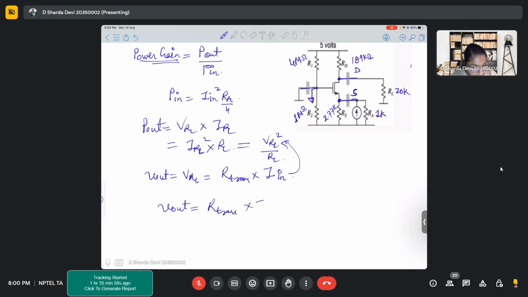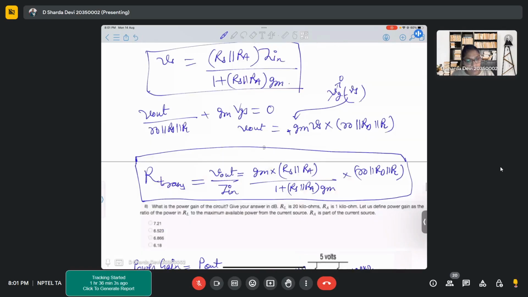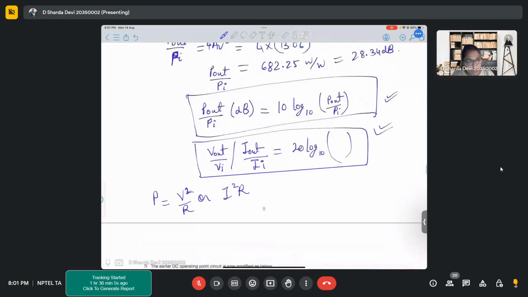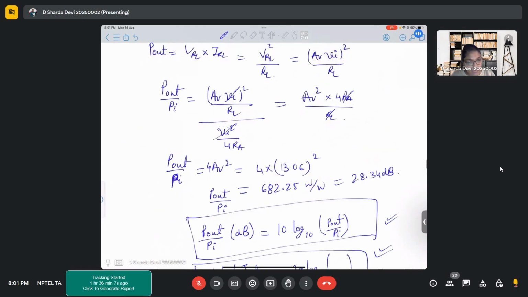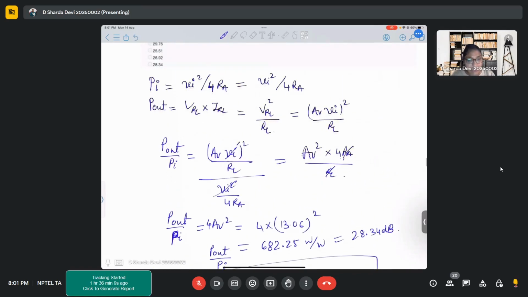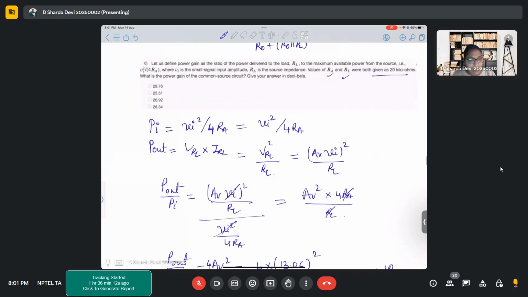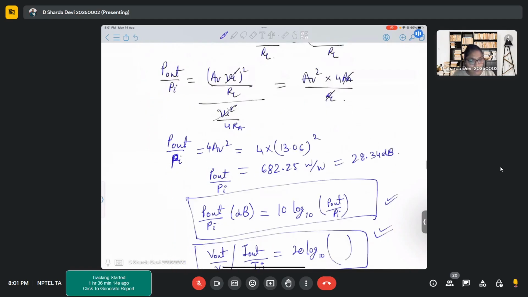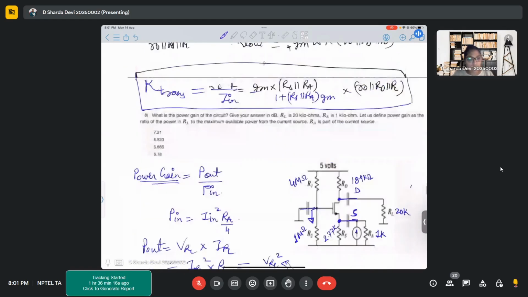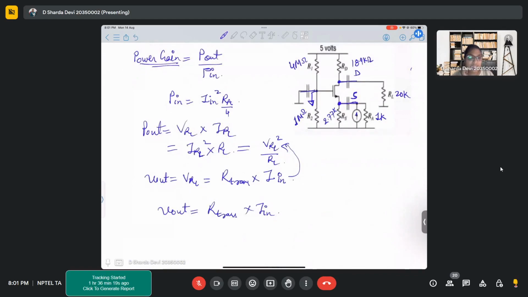How did we get by 4, ma'am? P in by 4. Yeah. So earlier also we got the input power as VI square by 4 RA, right? From the previous question. So similar to that, we have simply changed the voltage to current. So it is IN square RA by 4. Okay, ma'am. Thank you. So similar pattern, just voltage has been changed to current.